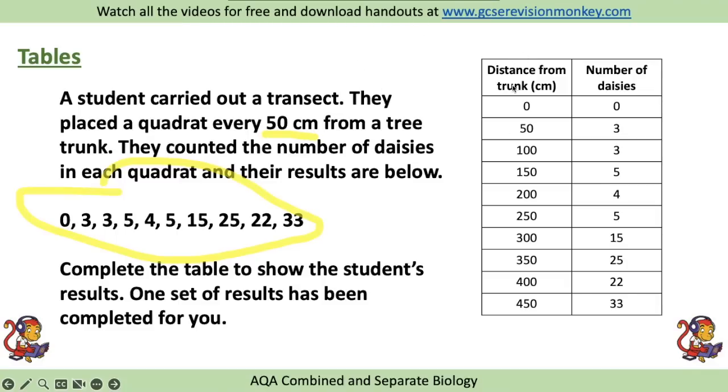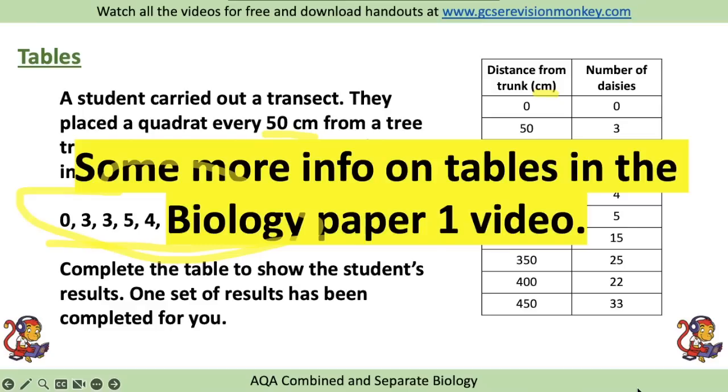So it said they placed the quadrat different distances from the trunk, so let's call this distance from the trunk in centimetres. And they counted the number of daisies, so you put that in the right-hand column, and you're going up in 50s as the question tells you, and in this column you're just writing in the order that they've given you the results as they have collected them. But again, there's more on tables in paper 1 if you didn't get to watch that video. Have a look back and watch those first few minutes.